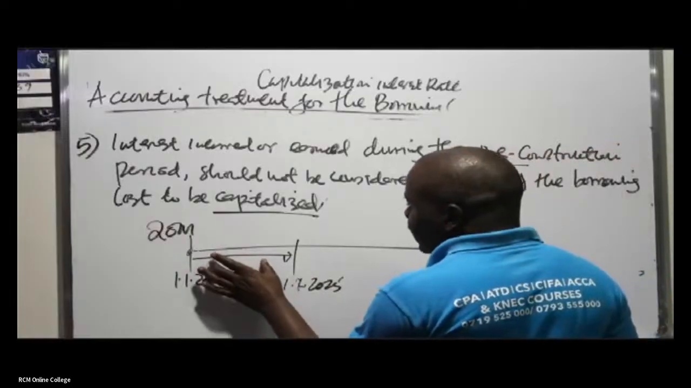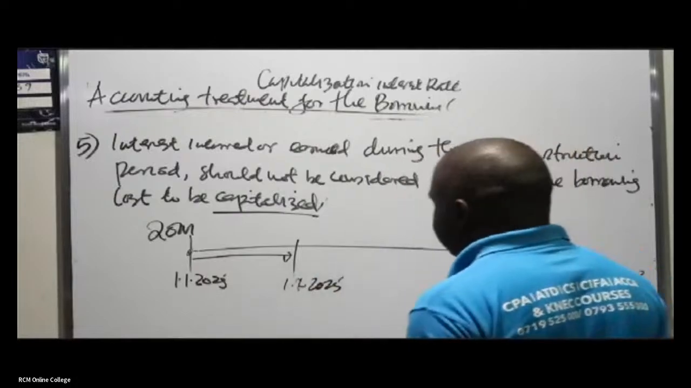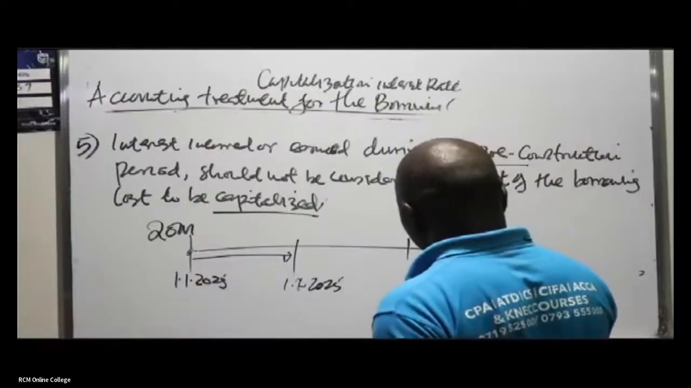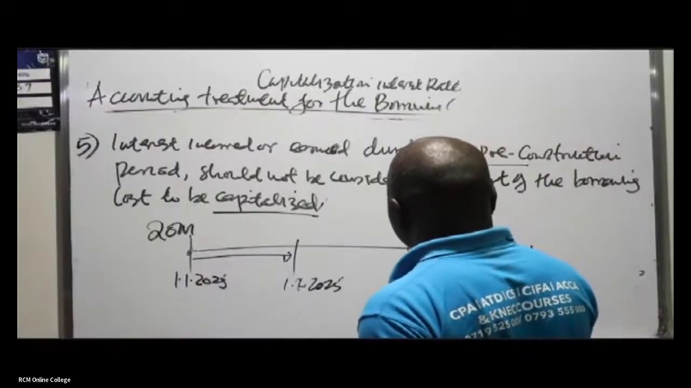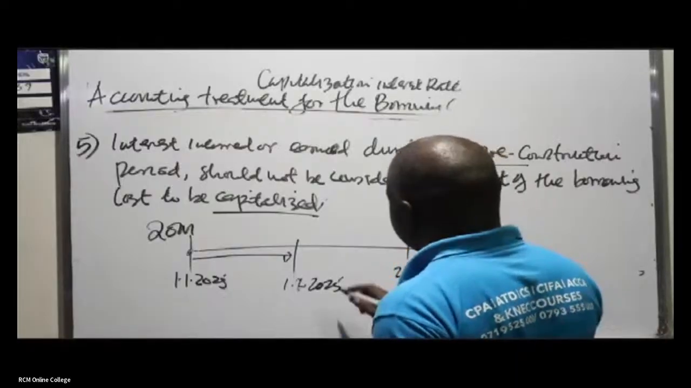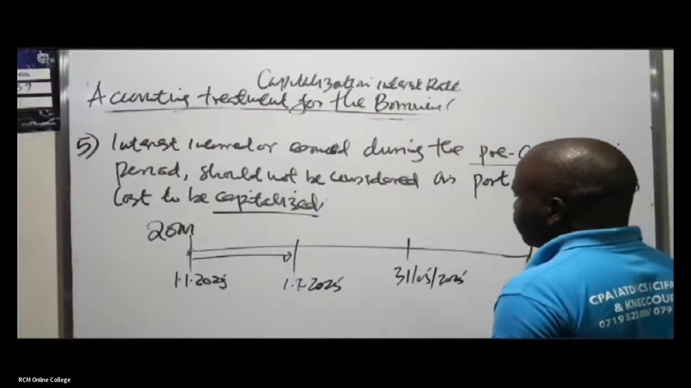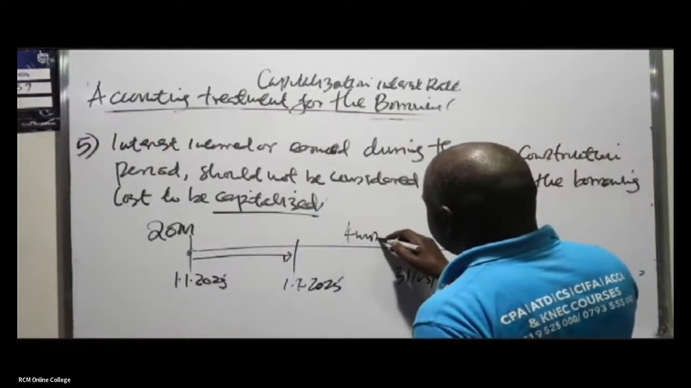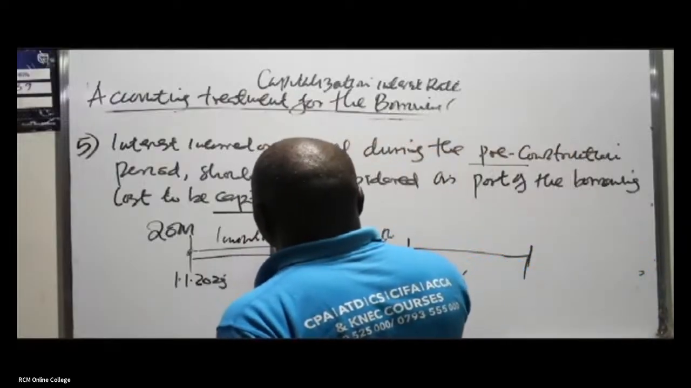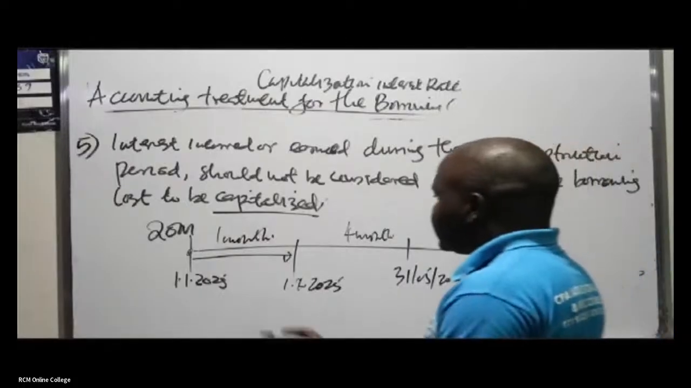So this interest here, you won't consider it. Because you started here, you do up to maybe May, 31st of May 2025. So it will be February, March, April, May. These are 4 months. So 4 months you've actually been constructing, but the first month here was pre-construction. So you won't consider this interest here.